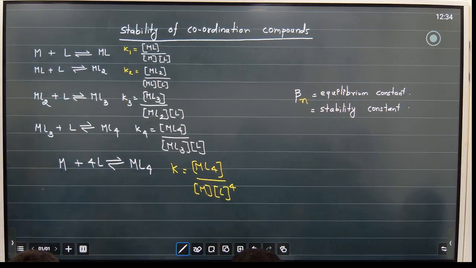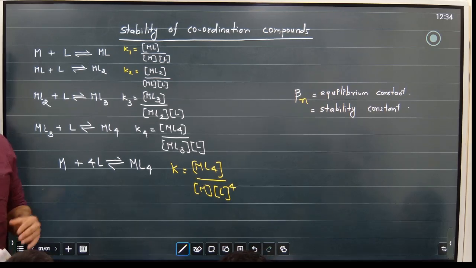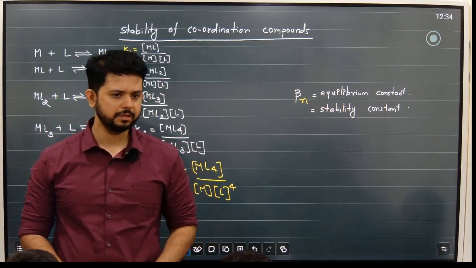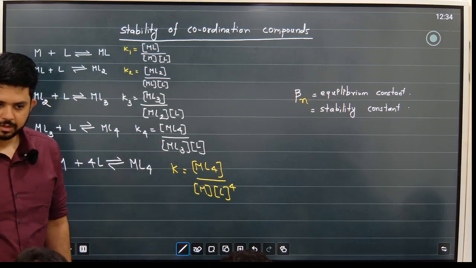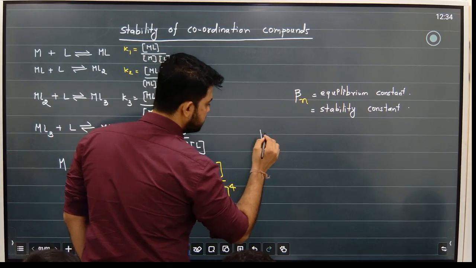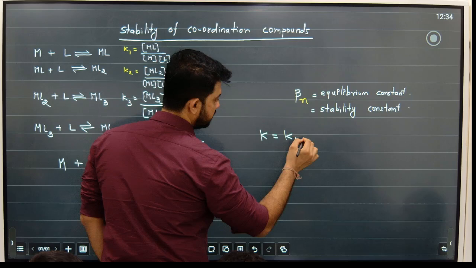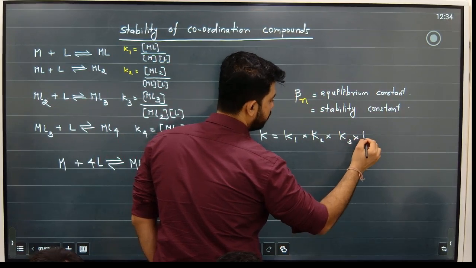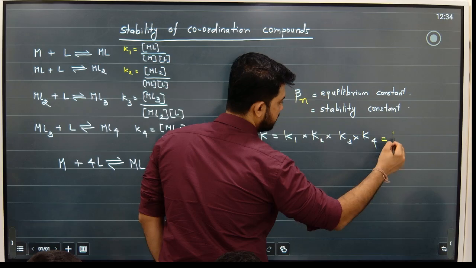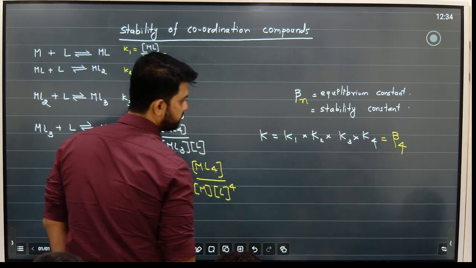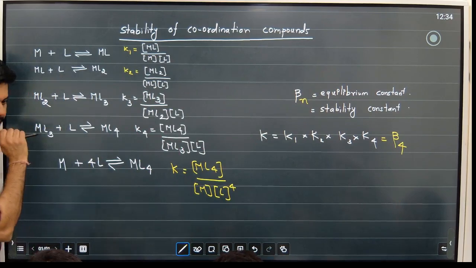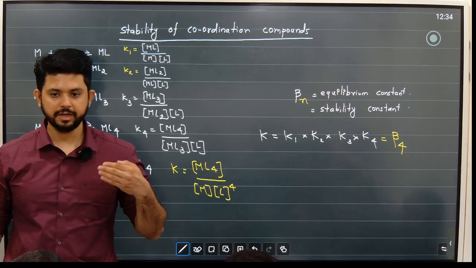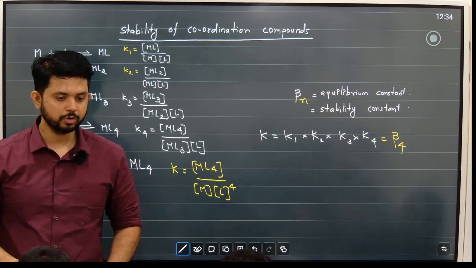Now can someone give me the relation between K and K1, K2, K3, K4? Excellent. K is K1 into K2 into K3 into K4, and this is known as the stability constant. Here you can write it as beta 4. Greater the value of beta, greater will be the stability of your coordination complex.